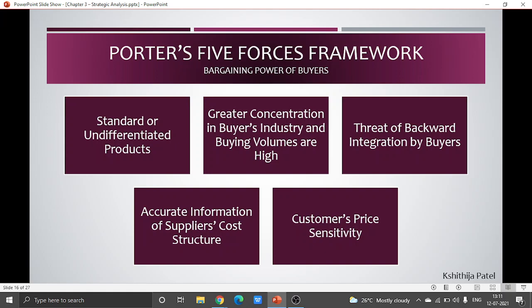Then we have greater concentration in the buyers' industry, and the buying volumes are high. Where the number of buyers is few and the volume of purchase of any buyer is high, the buyer's business gains more importance to that of suppliers. For example, the cash and carry format retailers that enjoy aggregated demand exert massive pressure on their suppliers' margin.